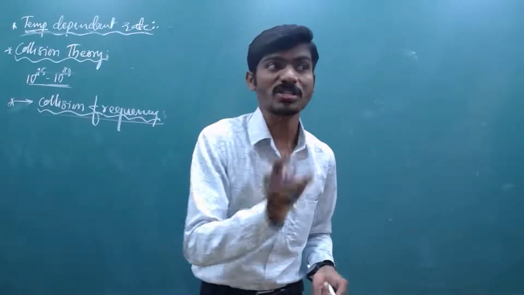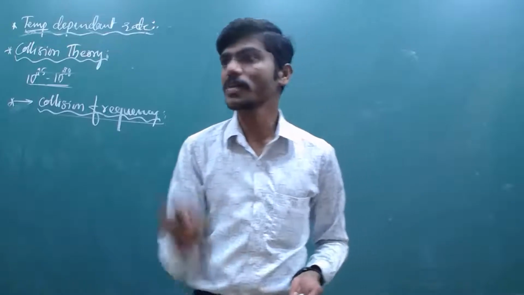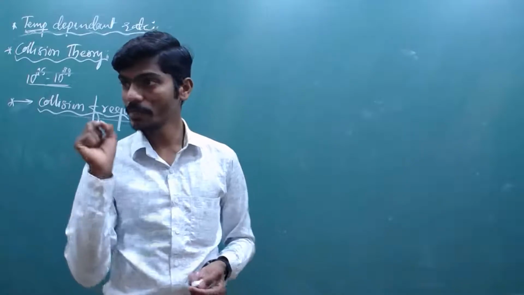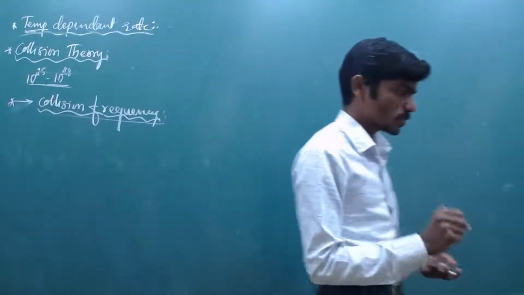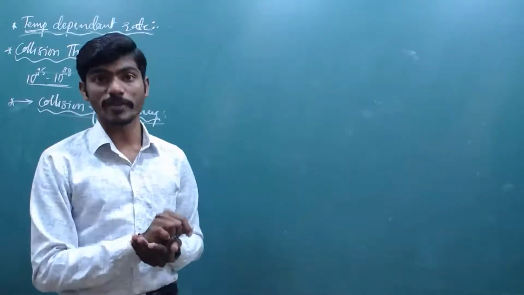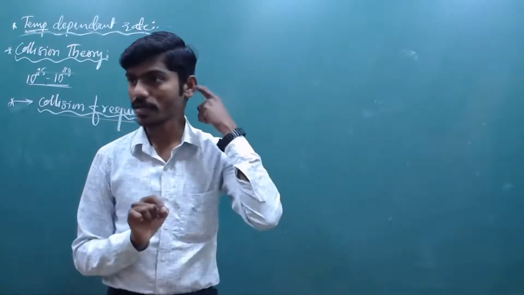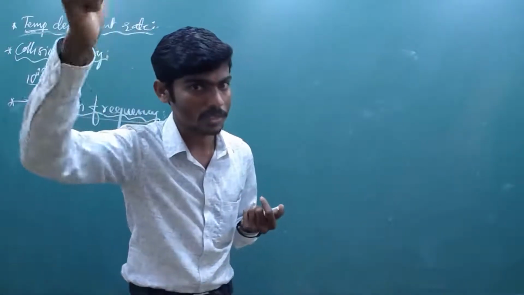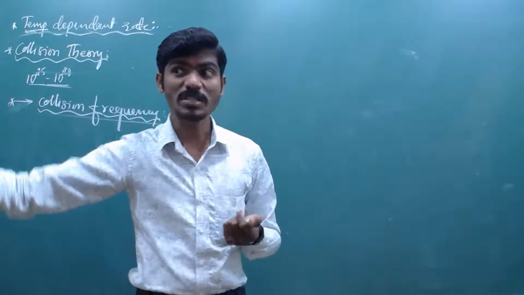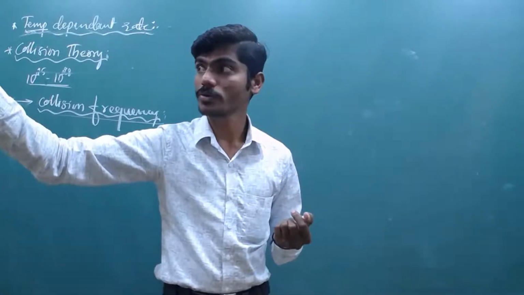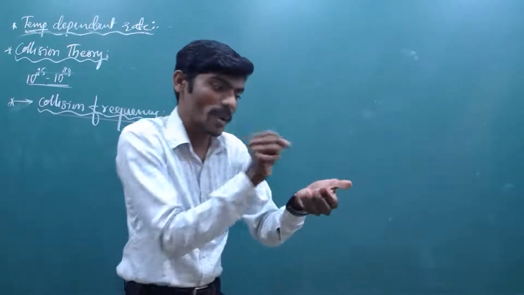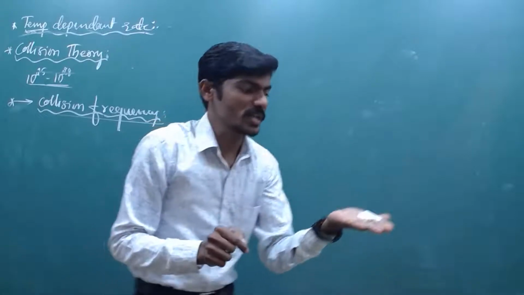So for an effective collision, the reacting species must possess some minimum amount of energy, that is called the threshold frequency. The minimum energy which must be possessed by a reacting species in order to form the product is called the threshold frequency. That is the energy factor. If the energy possessed by the reacting molecule is less than the threshold frequency, then in the next concept, activation energy, we are going to study that some extra energy must be supplied to the reacting species to raise its energy to the threshold energy.